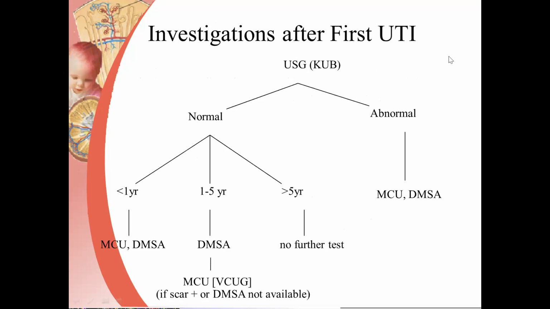So this is how the conventional evaluation for urinary tract infection is in the Indian setup. After the first febrile UTI or pyelonephritis or high-grade UTI, all of them get an ultrasound, and if the ultrasound is abnormal, one goes for a micturating cystourethrogram or voiding cystourethrogram and a DMSA scan. If the ultrasound is normal in infants, we still do an MCU and DMSA because the incidence of underlying vesicoureteric reflux or other abnormalities is still high. Whereas in 1 to 5 years, we do a DMSA scan first followed by MCU, and in children more than 5 years, we just follow up with ultrasounds.